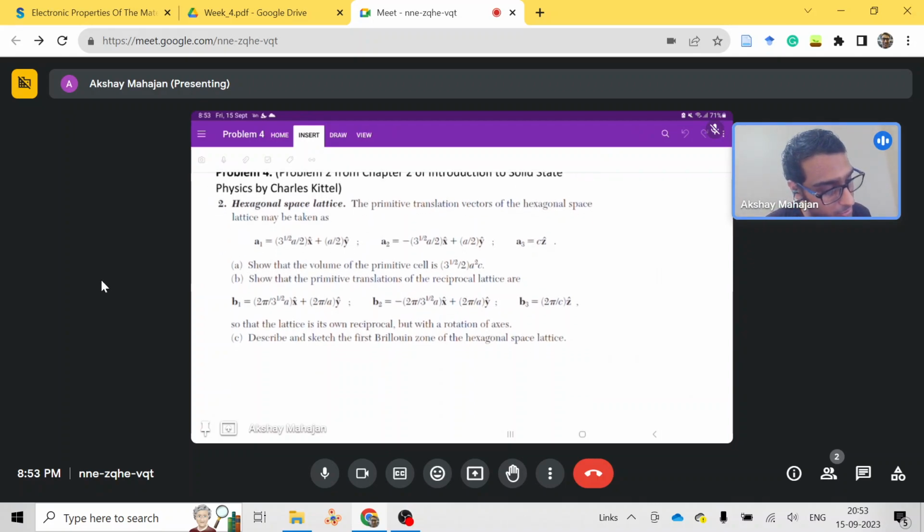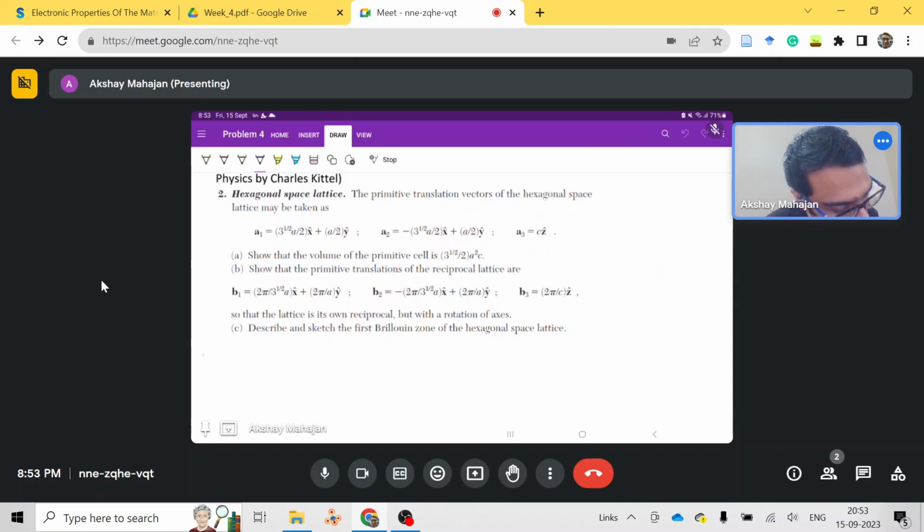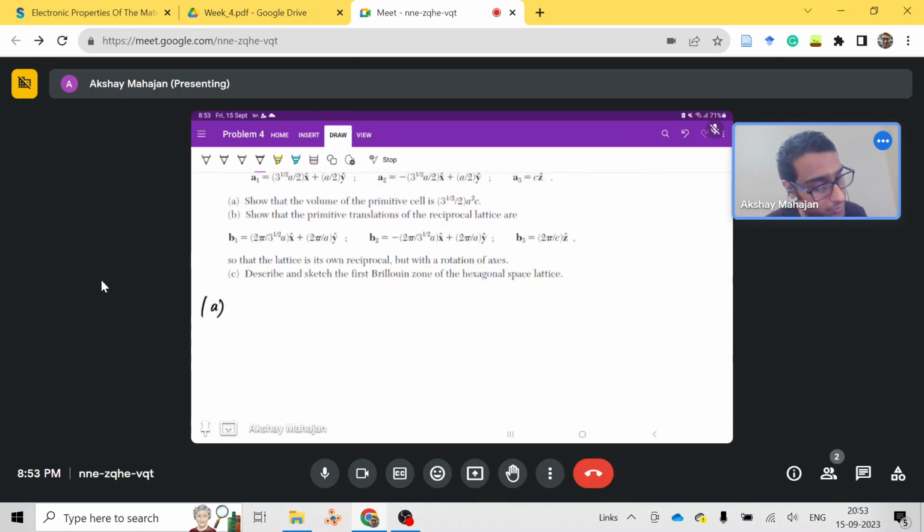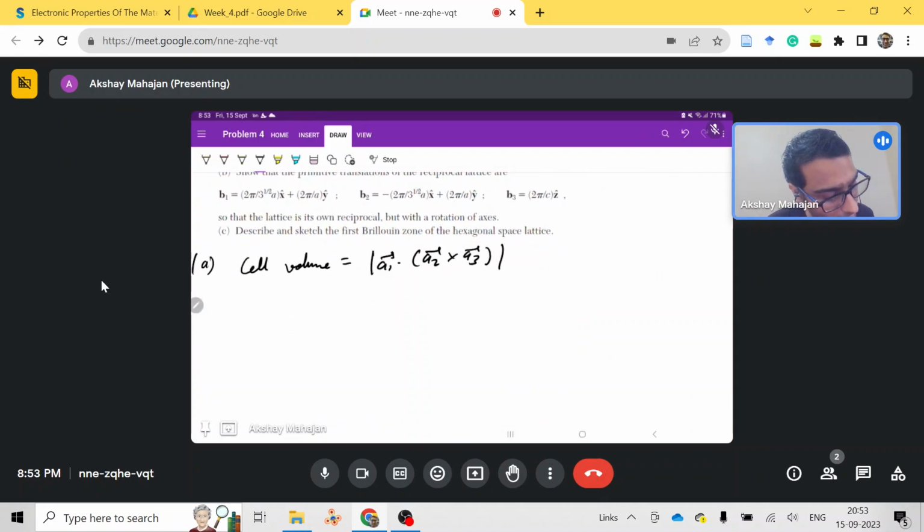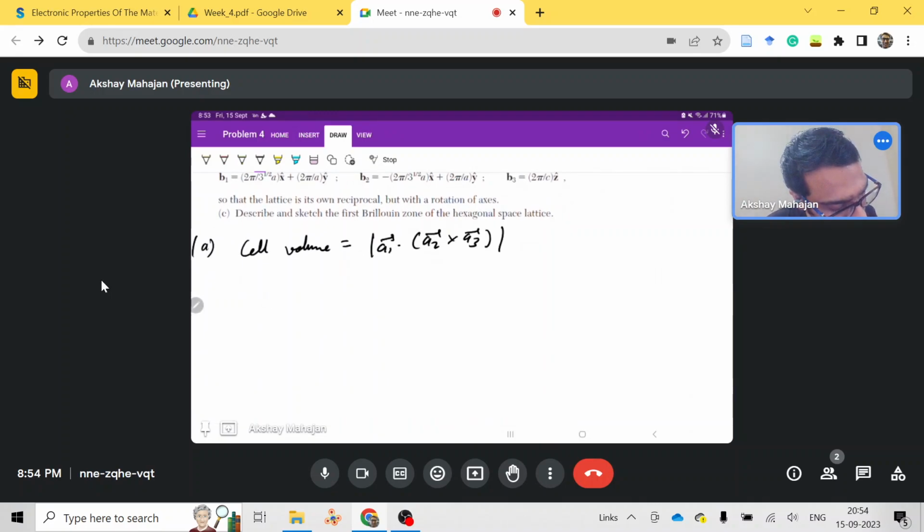This is a very interesting problem. What we are given is that for a hexagonal space lattice, the primitive translation vectors are given to us. We have to show that the volume of the primitive cell is this. We have already shown how we define the cell volume: it is given by a1 vector dot a2 vector cross a3 vector. We just proved it in the previous question. And here, what are a1 vector and a2 vector?